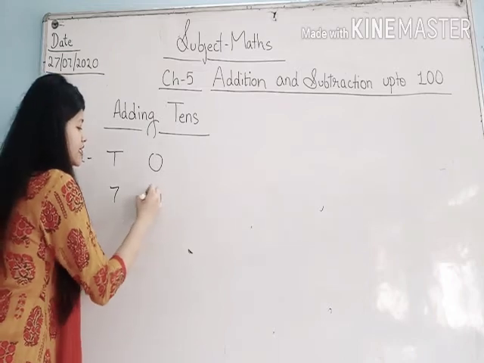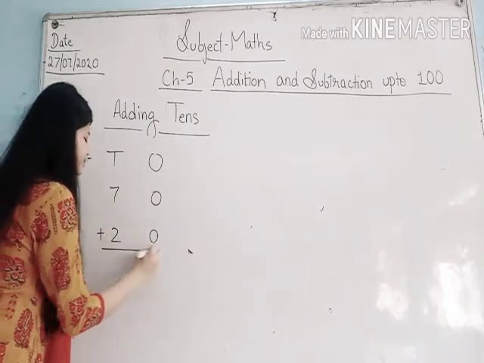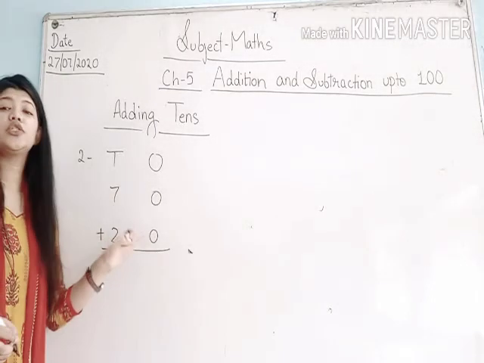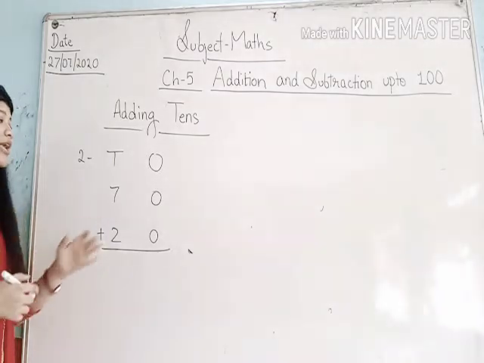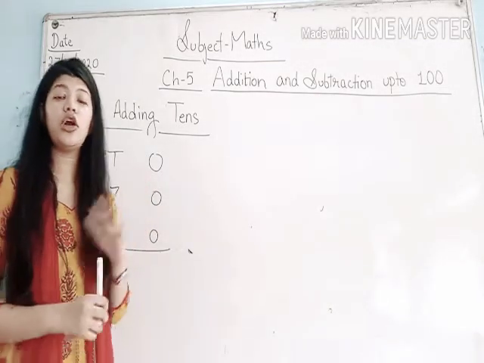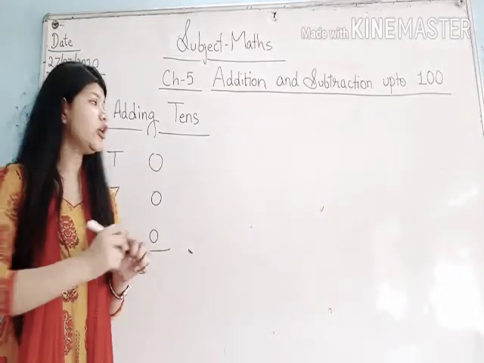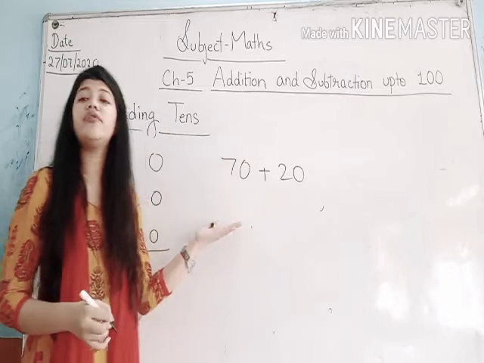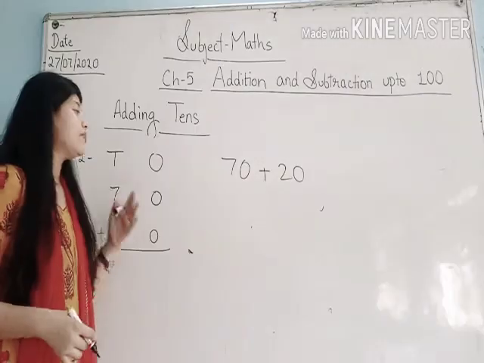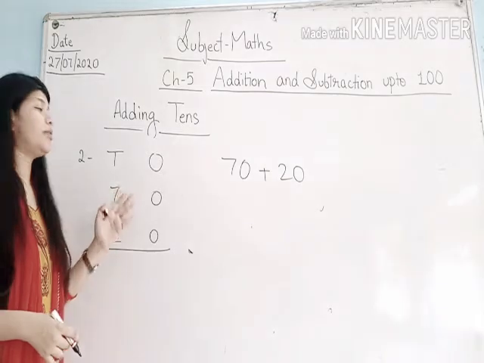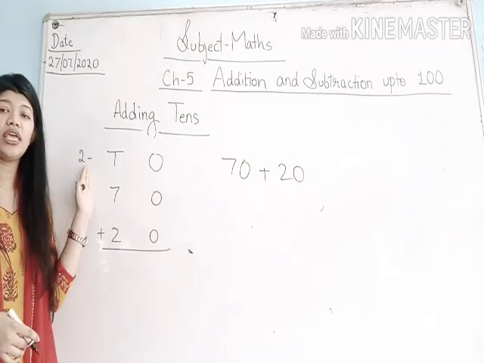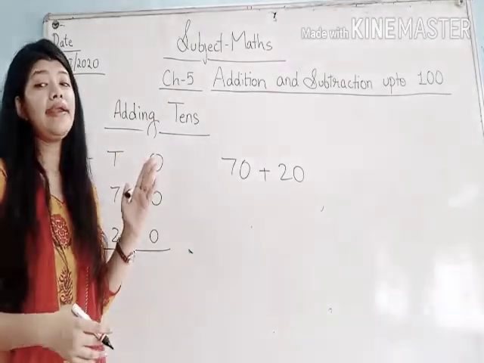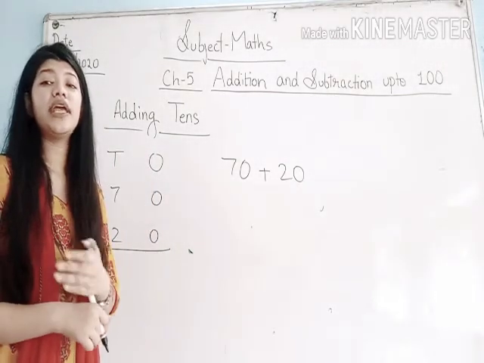Ones, 70 and 20. Now students, here the question is to add 70 plus 20. Now see here, it is arranged under the column of ones and tens. But if we get a question like this, 70 plus 20, what will be our first step? Our first step will be to arrange the numbers under the columns of ones and tens, and then we will come to the next step.